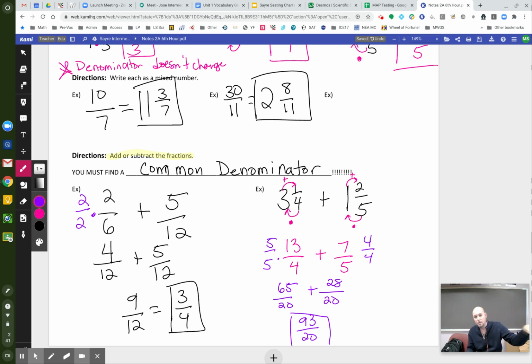You don't have to turn it back into a mixed number. You can leave it as an improper fraction. All right, and there are your notes for this lesson.